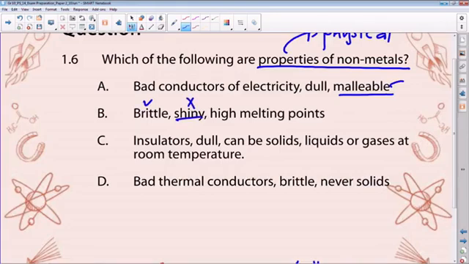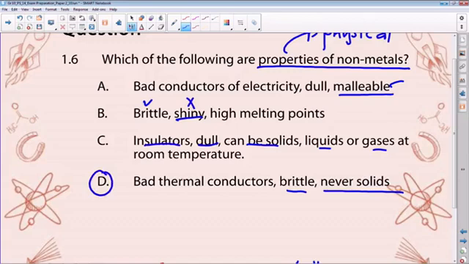This takes it out. Okay, insulators, yes, insulators are bad conductors. Now that's what we know. What an insulator, dull, which is the opposite of shiny. They can be solids, liquids, or gases at room temperature. Right. Okay, let's check. They say here bad thermal conductors. In other words, they are insulators. They are also brittle, and they say here they are never solids. Most of them are gaseous substances, as we have seen. So, which means indeed D becomes the correct answer.